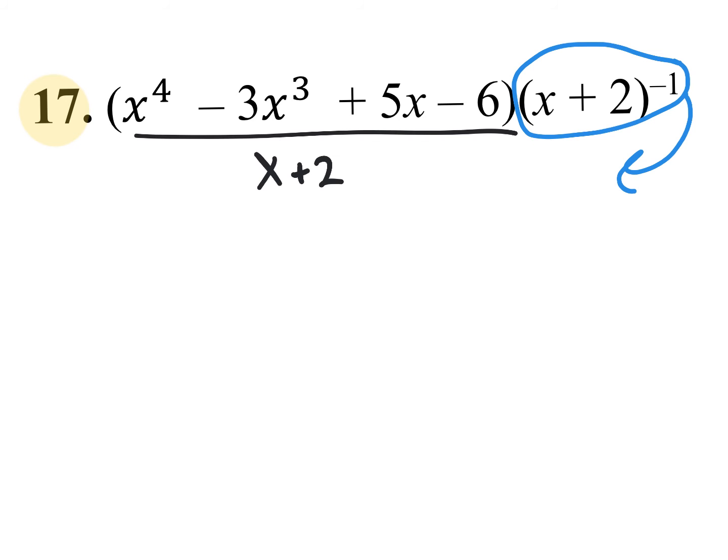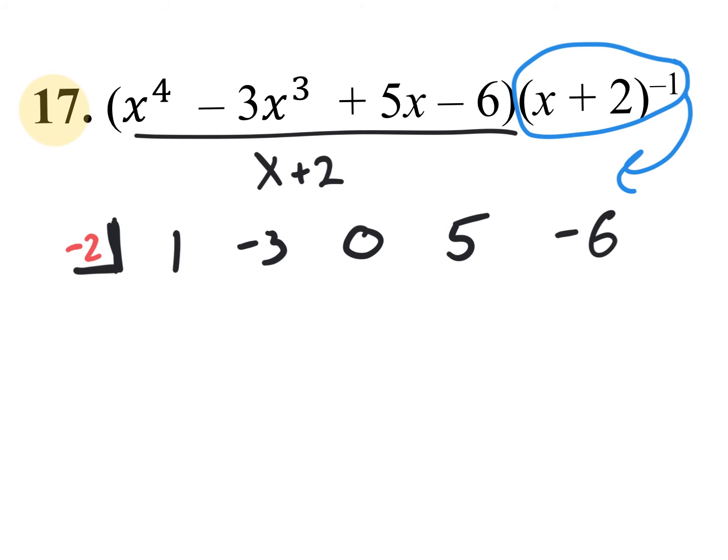So again, with synthetic, what goes inside the box? Negative 2. Give me the list of numbers that goes outside the box. 1, negative 3, 0, because there is no x squared, right? And then 5, and then negative 6. I hope we understand that setup, right? Highest power is 4. There's a 1 in front. There's a 1. Negative 3. It's right there. Where's the x squared? There is no x squared. You have to represent that with 0. In front of the x to the 1 is a 5 right there, and the constant is right there.